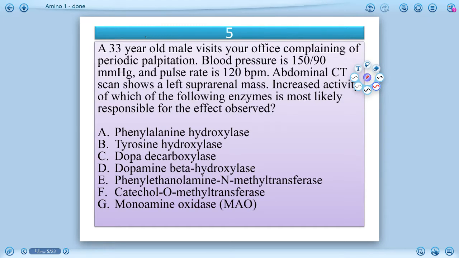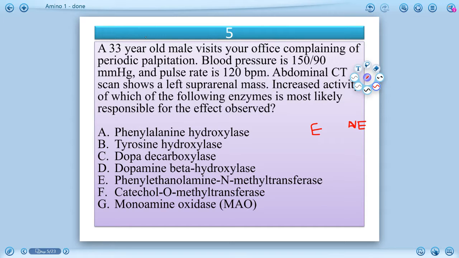E talks about phenol, ethanol, amine, and methyl transferase. That's correct. Why can't it be F? Let me go over each. Phenylalanine hydroxylase is not going to contribute. Phenylalanine hydroxylase is not needed here. If you remember that I told you epinephrine and norepinephrine, that's W, not N.